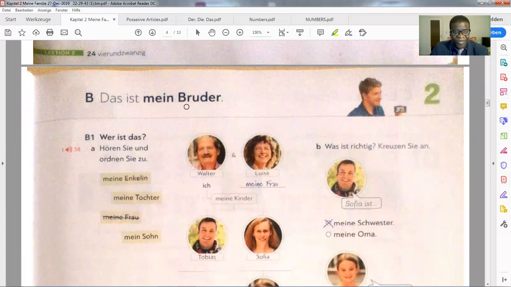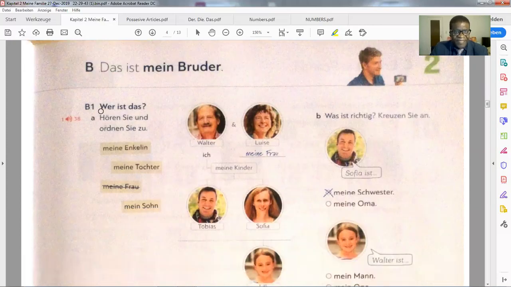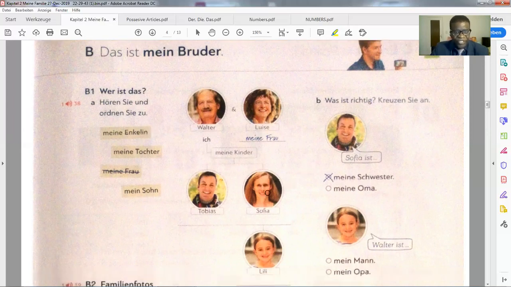Das ist mein Bruder. We've done this already. I don't need to explain the reason why there's no E at the end. Bruder is there. Okay? Wer ist das? Wer, in this case, who is this? Hören Sie und ordnen Sie zu. Listen and fill out the blanks. Don't worry about filling out because you got no CD, but I'm going to make sense out of this page. Learning new words, okay? Family words in this case. Now, here is, let's check.